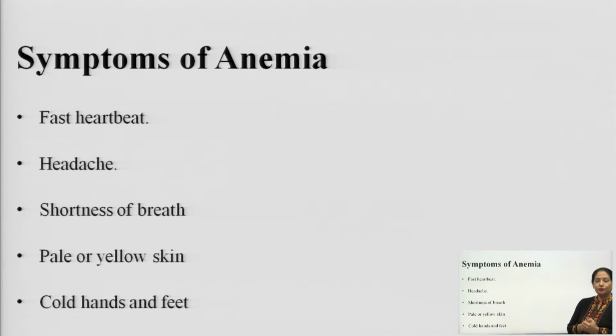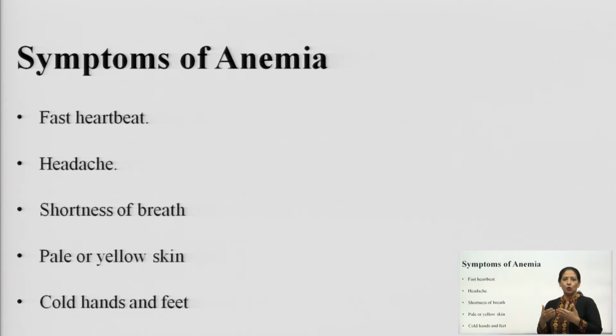Fast heartbeat occurs because the person has low oxygen content in the blood. Headache occurs because they are unable to perform particular functions, so sometimes they may feel headaches. Shortness of breath occurs because the muscles are unable to get a proper amount of oxygen, so the respiratory muscles are under more force to take in and exhale air. And due to the low content of hemoglobin in the blood, the skin is pale. The yellow color of skin is also due to the low hemoglobin content in the blood.